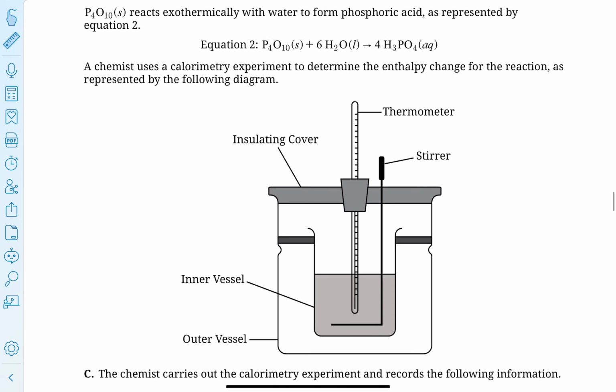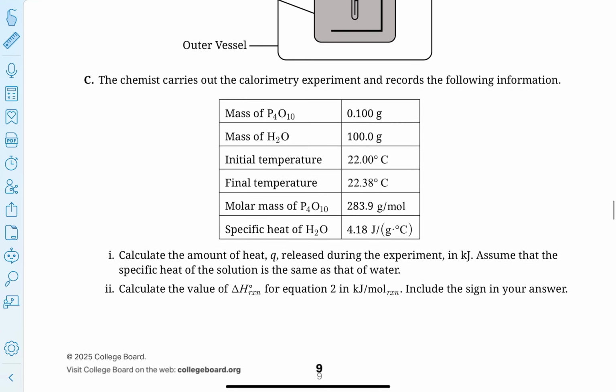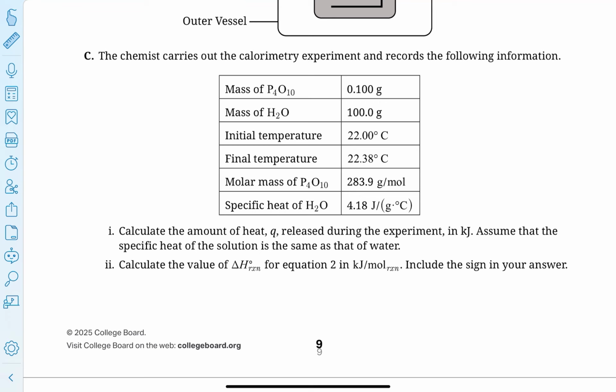Okay, and the next question is a calorimeter problem. So I'm shown a diagram, I'm shown a chemical equation, and I'm given a lot of data down here. So first part, calculate Q released during the experiment. Okay, so Q is heat, and Q is usually the surroundings, so I'm going to label it Q sur. That equals MC delta T. So Q sur equals, okay, the mass.